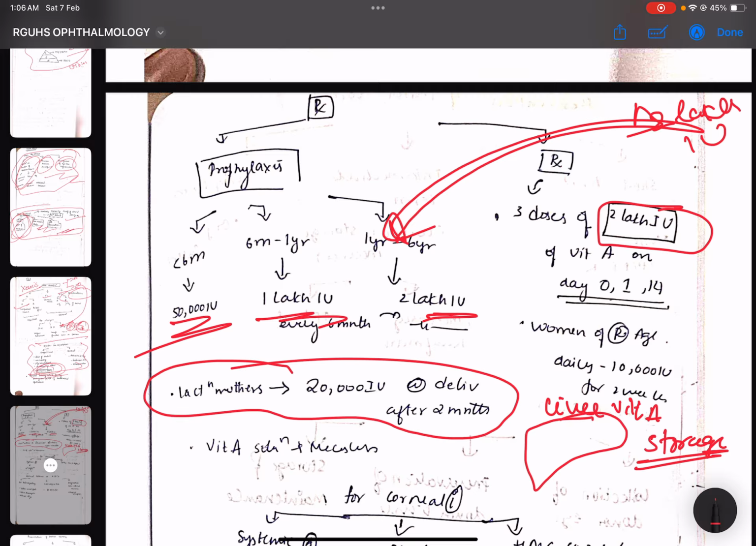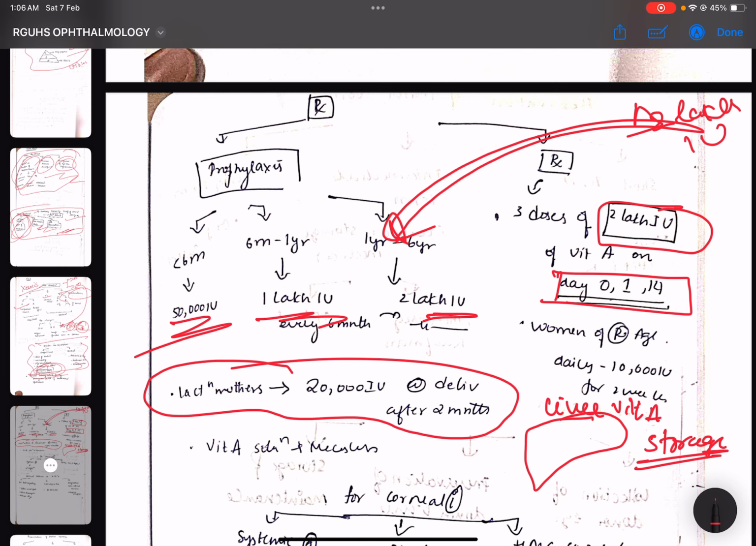It's the same. Then why are we giving it on day 0, 1 and 14? Because day 0 is to make sure that the vitamin is going to all parts, and day 1 is to make sure that other parts which did not get it on day 0 due to some other infection or inflammation get the same vitamin A, and day 14 is for storage. This is the concept.